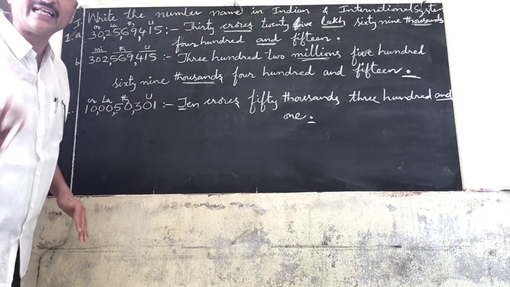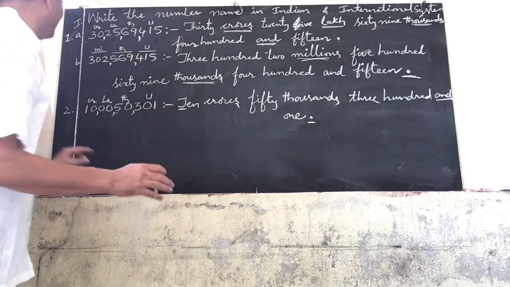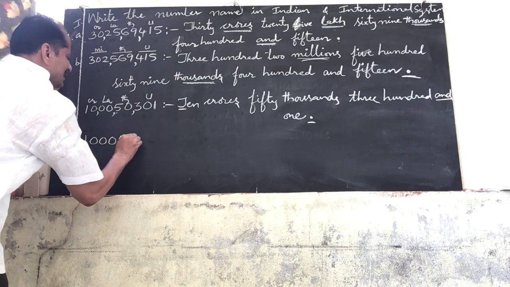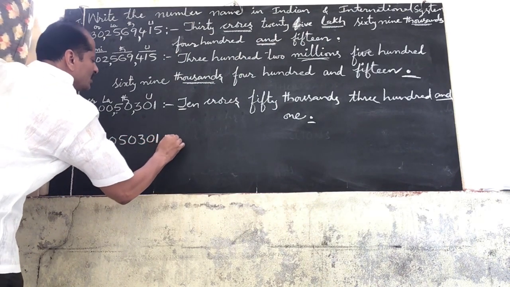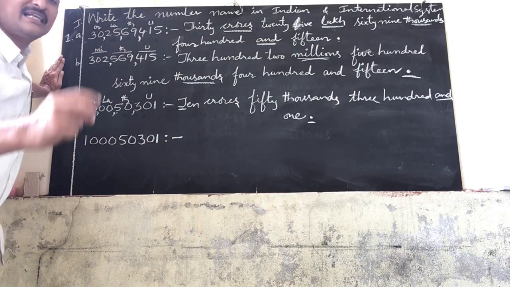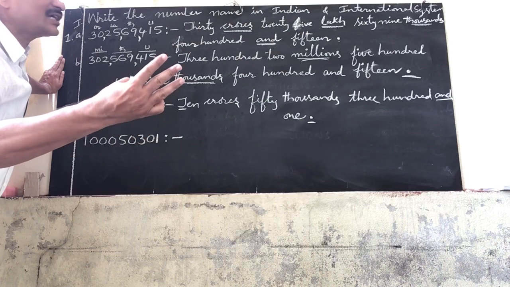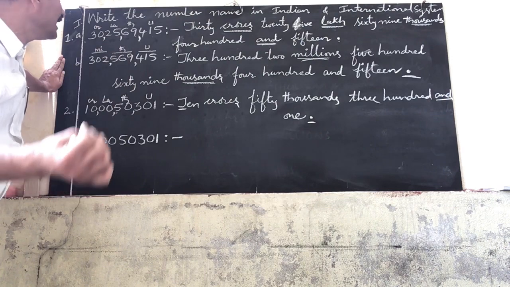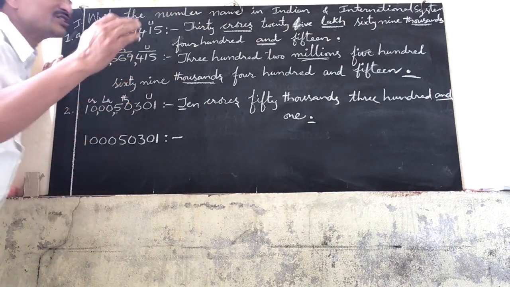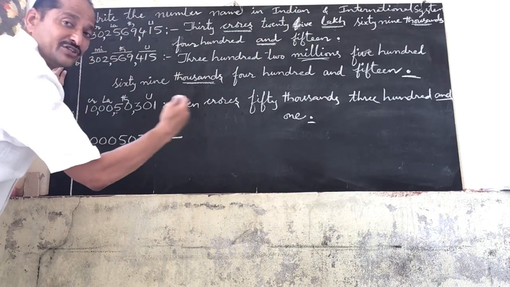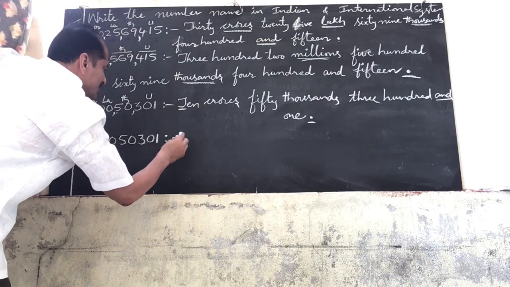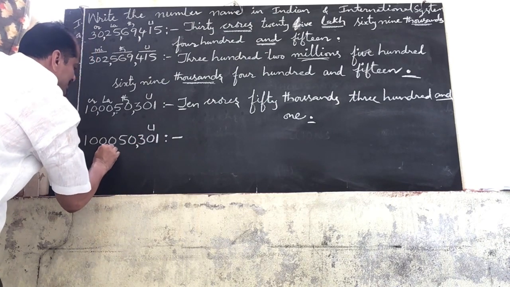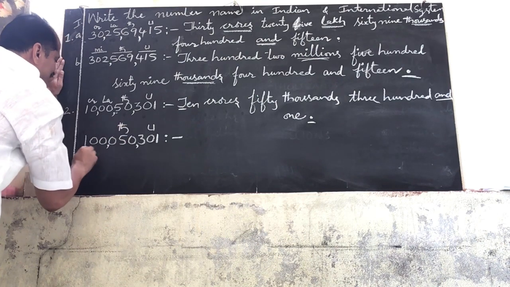The same number you can write in the international system. The international system is very easy compared to this one. That is 1, 1, 2, 3 zeros, 5, 0, 3, 0, 1. Now divide this number into periods in the International System of Numeration. In the International System of Numeration, we have only 3 periods: units, thousands, millions. Don't forget, units, thousands, millions. Each period contains 3 places. We should start from the right side onwards. Units period, 3 places: 1, 2, 3. These 3 places are under units period. Next greater than units period is thousands period, 3 places. Next greater than thousands is millions period.